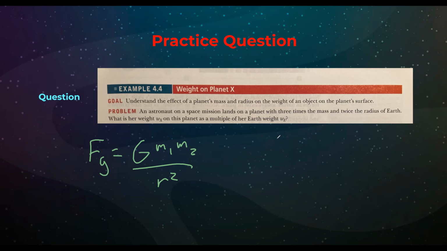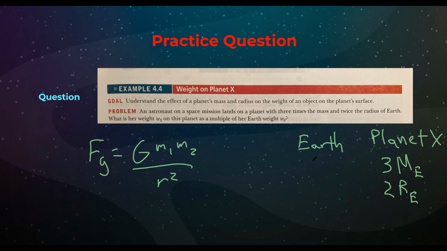The way I would solve this problem is to write out everything I know about the Earth and everything I know about this new planet that they're talking about. So let me write this out: Earth, planet X. The problem tells us that this new planet, planet X, has 3 times the mass, so I would just say 3 times m sub e. M sub e just means the mass of the Earth, okay? And it has twice the radius, so it would be 2 r sub e, right?